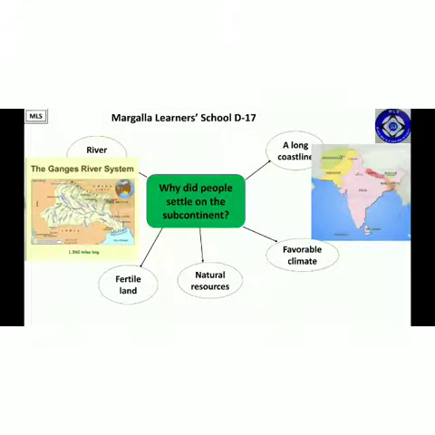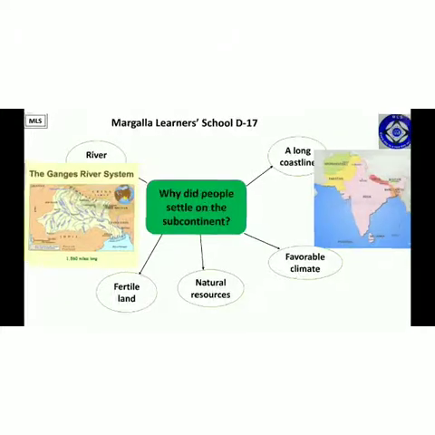The last reason behind this settlement was favorable climate. The climate over here is favorable. For instance, it is neither too hot nor too cold, and in this area we get a chance to have all kinds of weather like spring, autumn, summer, and winter. For instance, in Antarctica and Australia, all the time there is cold weather. So that's why the climate over here was favorable. So all these reasons led people to come to settle in this area.